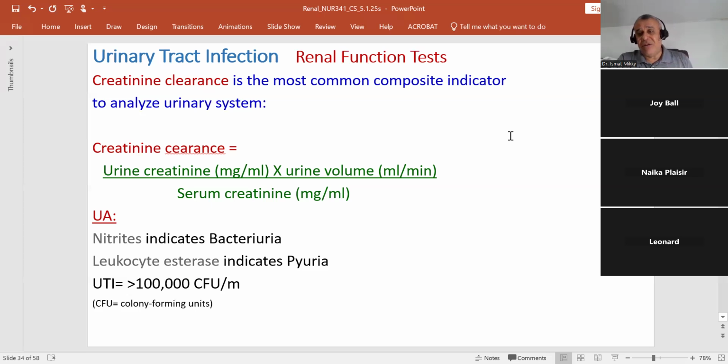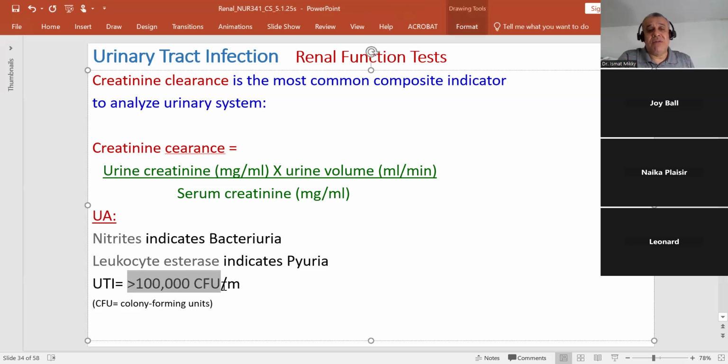When you get that, you're going to review it, and once you see this number or over 100,000 CFUs, that's significant for a confirmed UTI. The presence of the E. coli, it's way higher than 100,000 CFUs. So we're going to treat.